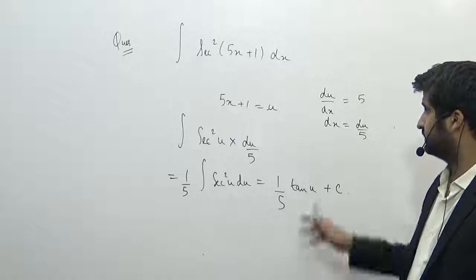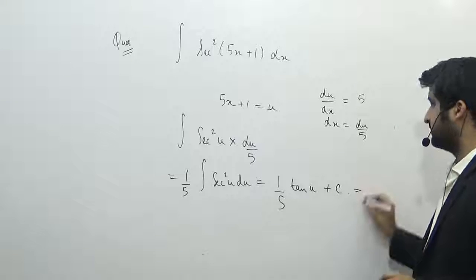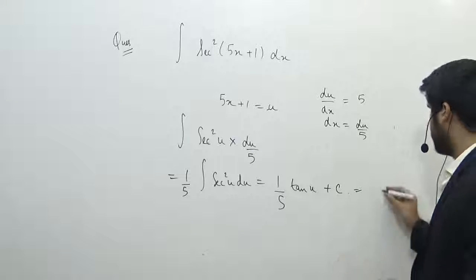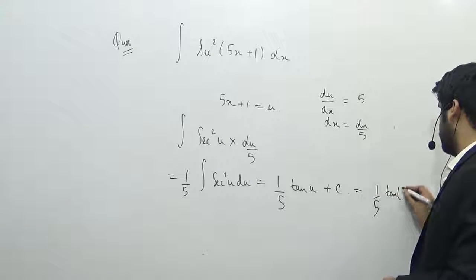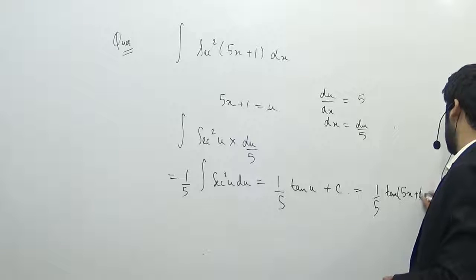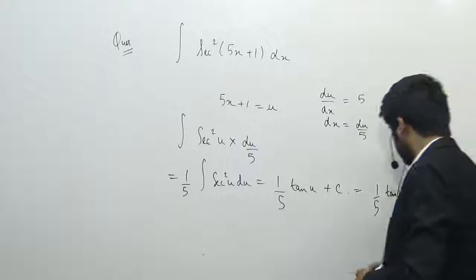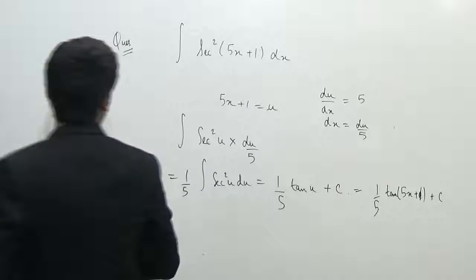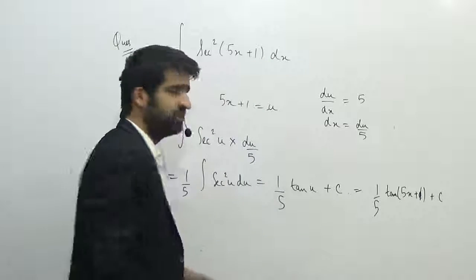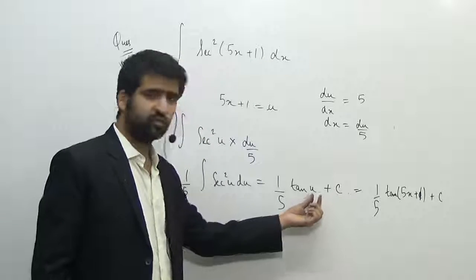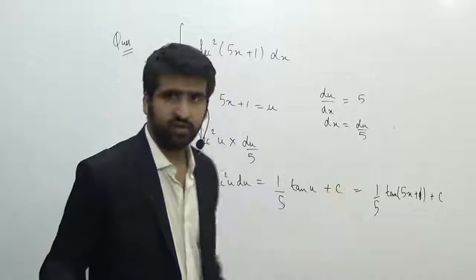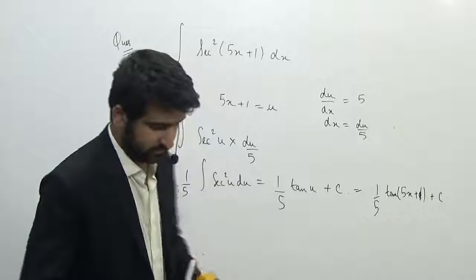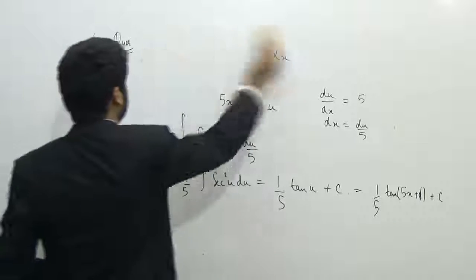Now see guys, this tan u can be written as tan of (5x plus 1), because it has to be written, since the integral is asked in the terms of x, not in the terms of u. So if it were in the terms of u, this will be written like this, but since in this case it is in the terms of x, so it will be written like this. So let's get back to one more problem.